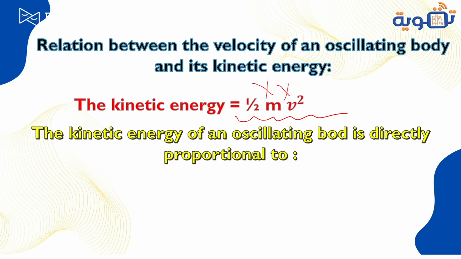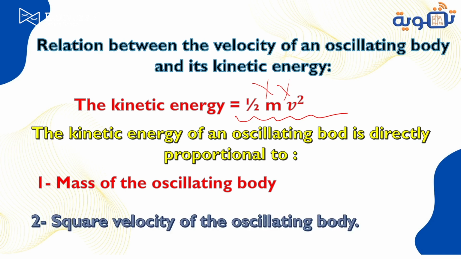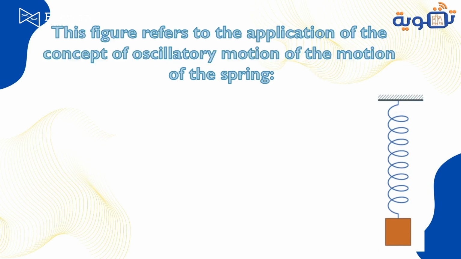So the kinetic energy is directly proportional to the mass of the oscillating body and the square velocity of the oscillating body. So kinetic energy equals what? Great. Half times mass times velocity square. So kinetic energy is directly proportional to mass and square velocity of an oscillating body.